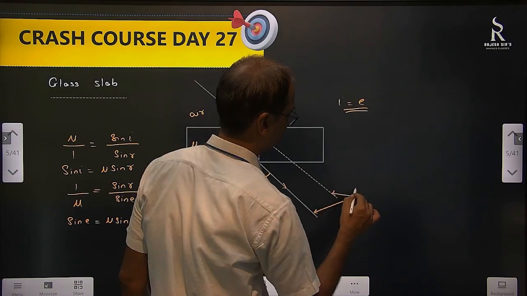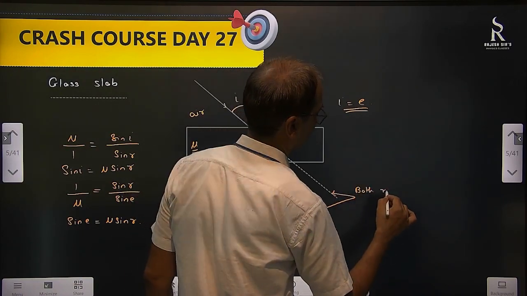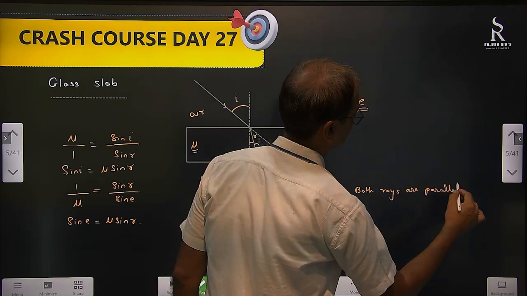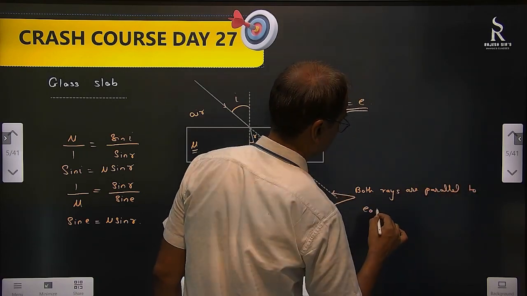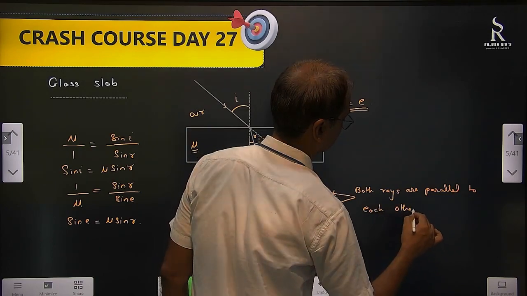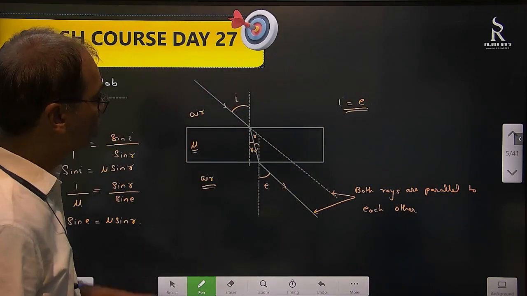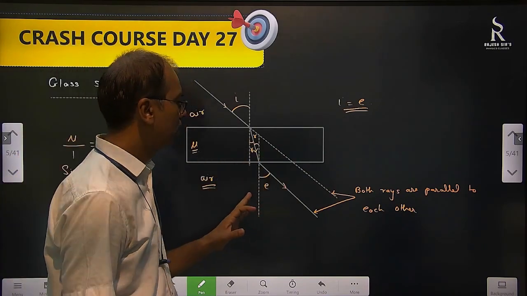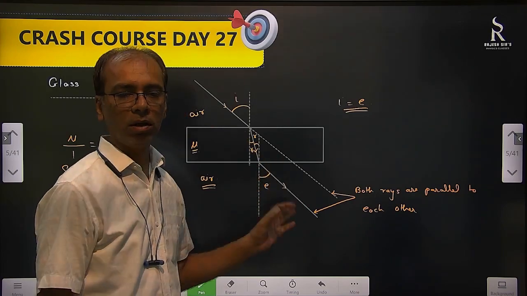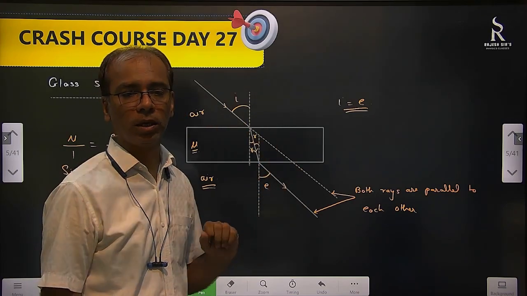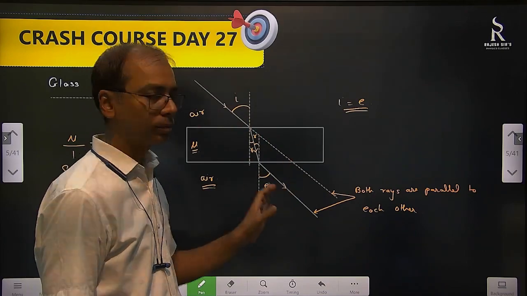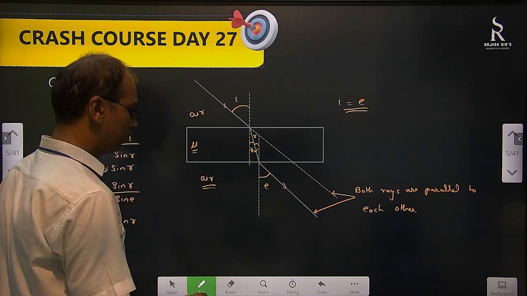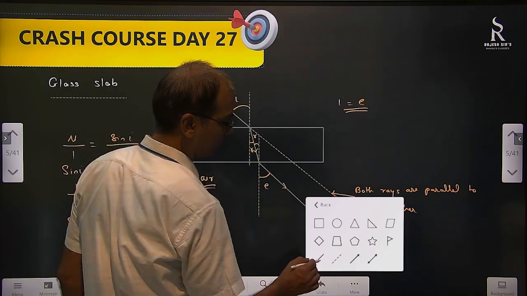So both these rays are parallel to each other. But from here we can see that definitely this and this are parallel, but it is not going through the same path through which it was coming. There is definitely some shift. So what is this shift? Shall we find that? Okay, let's find what the shift is.